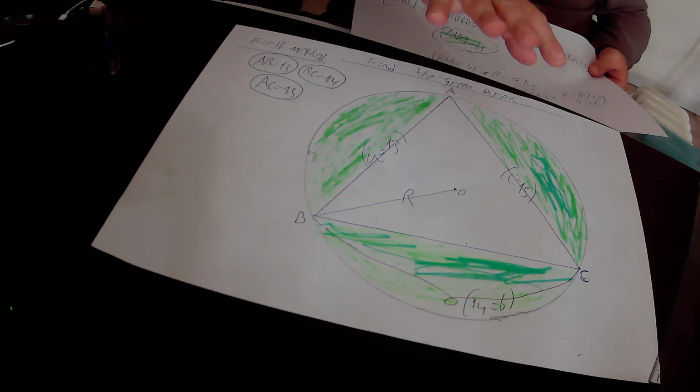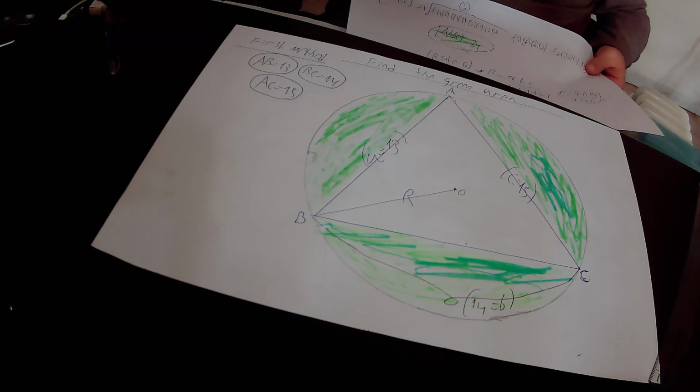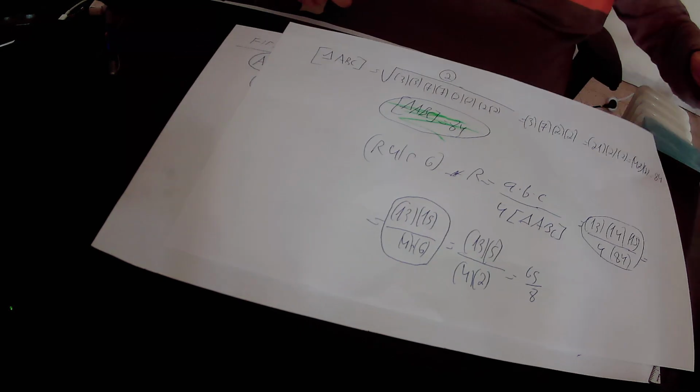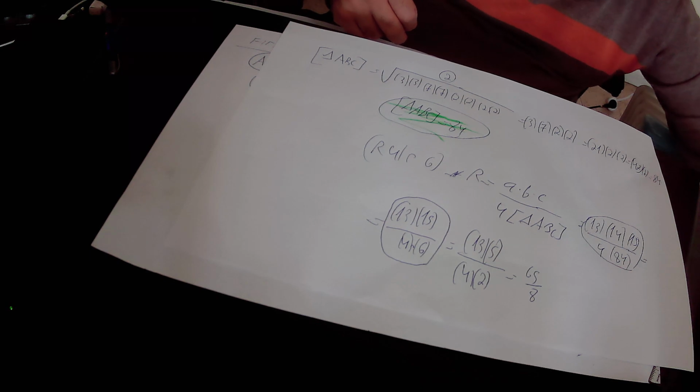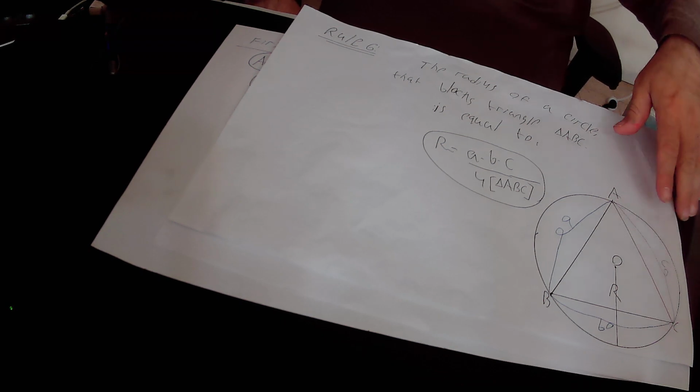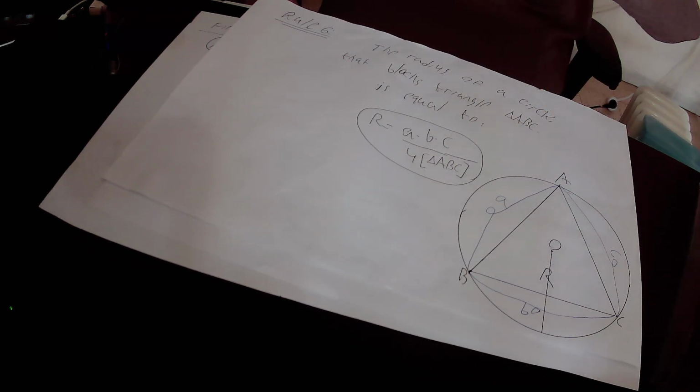In order to find out the area of the circle, I presented to you rule number 6 that talks about the radius of a circle that blocks a triangle. So here, in the drawing of rule number 6, we have a circle. Inside this circle we have triangle ABC that could be any triangle.